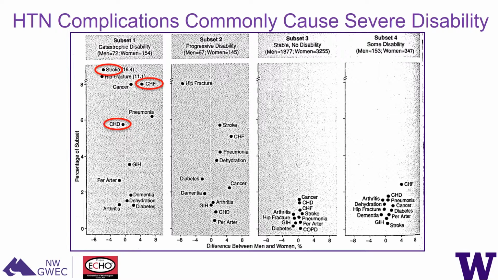And you'll see that 3 of these conditions are all related to cardiovascular outcomes: stroke, heart failure, and coronary heart disease. And so it makes clinical sense that these are the conditions that we see clinically that cause people to have disability. Also associated with that is hip fracture, cancer, and of course pneumonia.